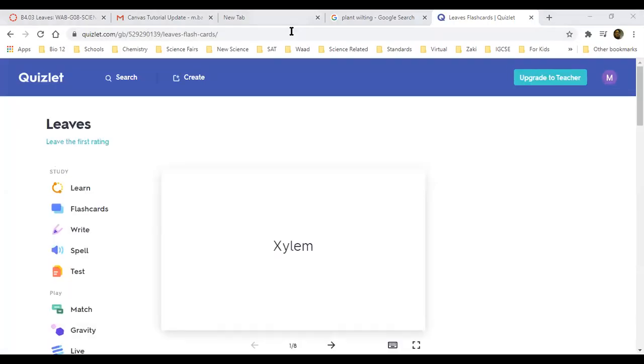So who would like to tell me about the xylem? What does the xylem do? What's the definition for xylem? What is xylem's job? Where are they located? All right, OS. Mister, it's in the leaf. It transports water. From where to where? From the roots to the leaves.